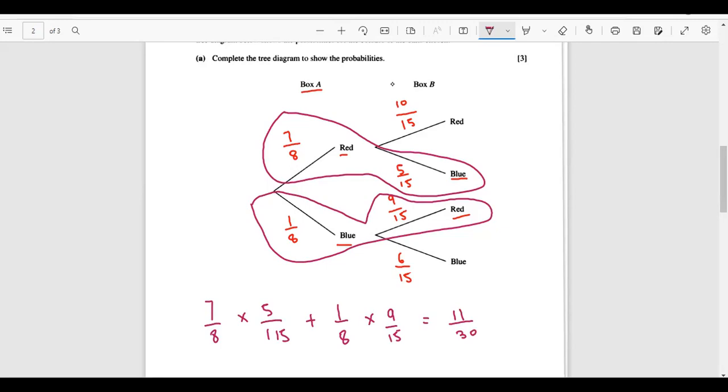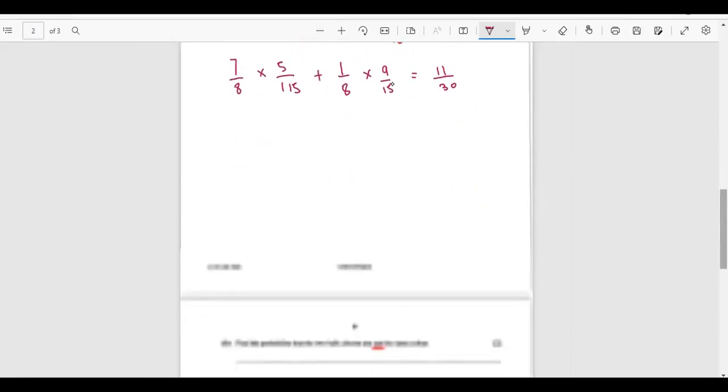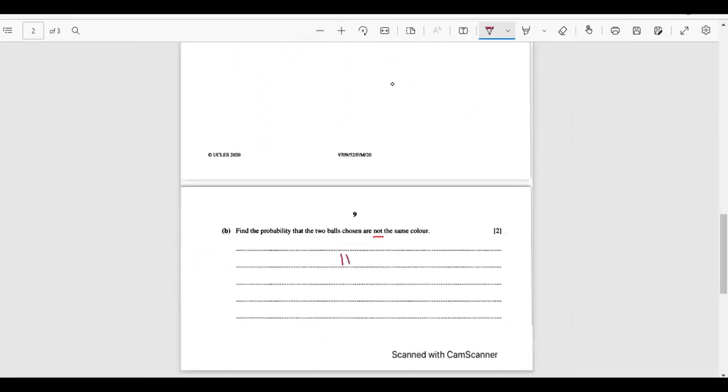I'll wait for a few seconds. Please try understanding. The question was about finding the probability of not same. So for not same, it could be red blue or blue red. You could have done red red, blue blue, and 1 minus that probability, but this is not that difficult, so I just did directly. This was easier in this case. So it would be 11 by 30. All right. So this is the answer for the second part, 11 by 30.